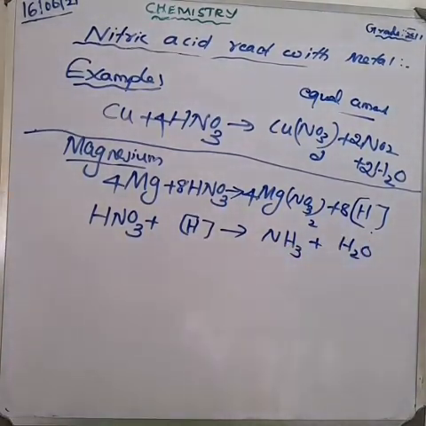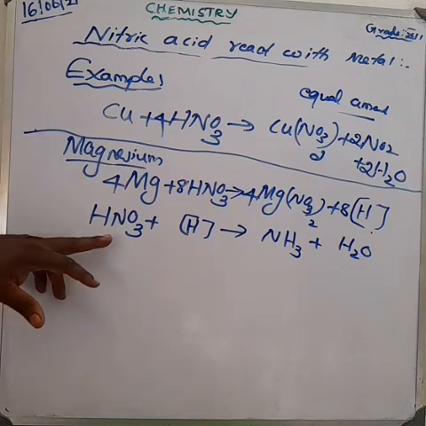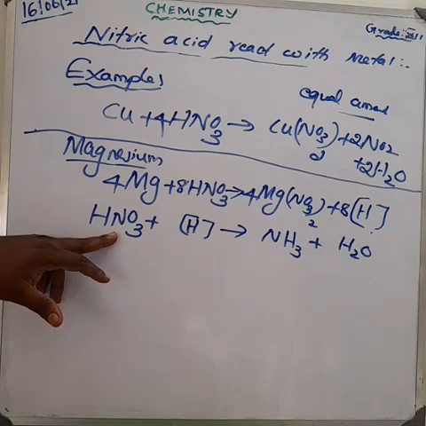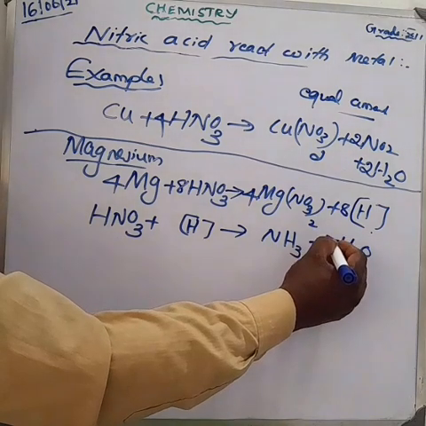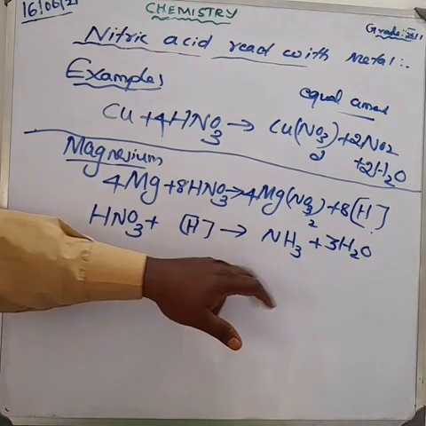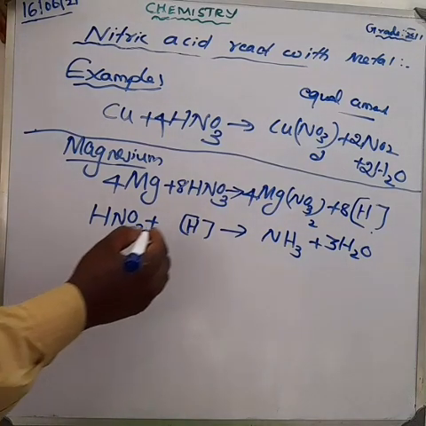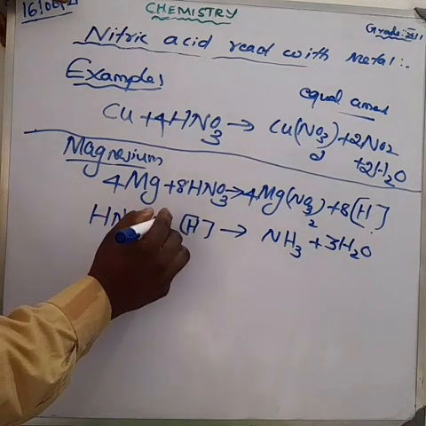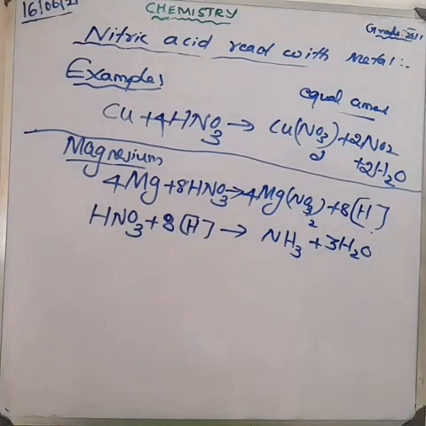How can you balance the equation? The easiest way to balance the equation: nitric acid has 3 oxygen atoms, so on the product side make water 3. So now you count the hydrogen. 3 into 2 is equal to 6. 6 plus 3 is equal to 9. Already they are 1 over, so make it 8 nascent hydrogen. Now the equation is balanced.